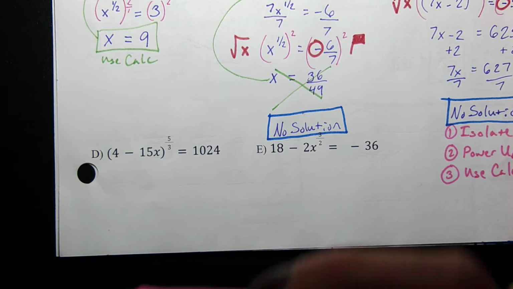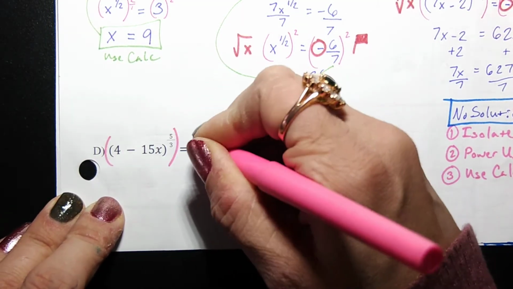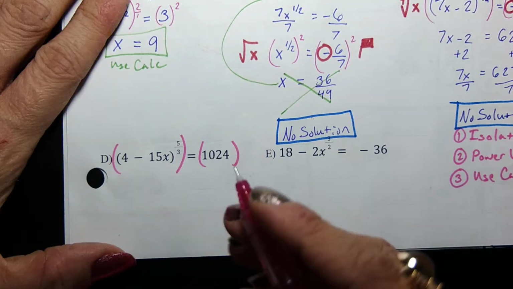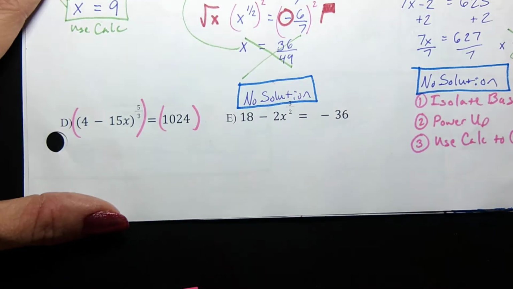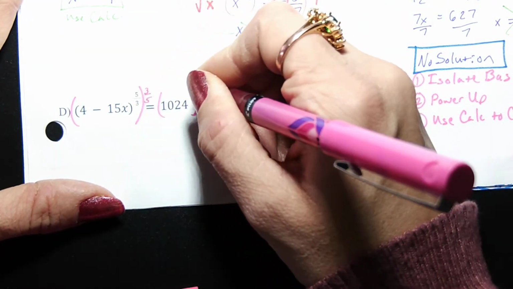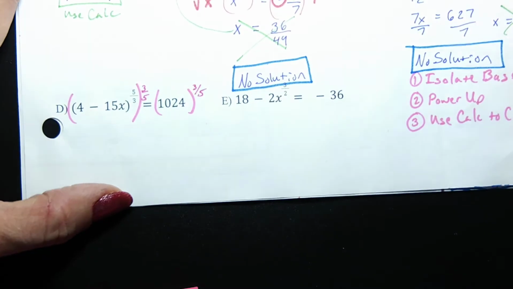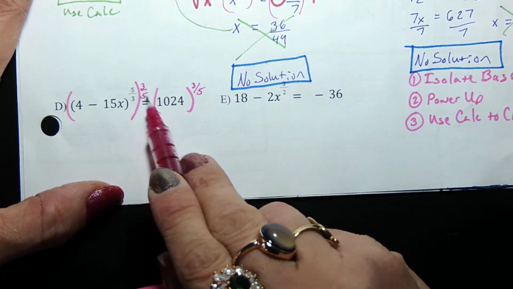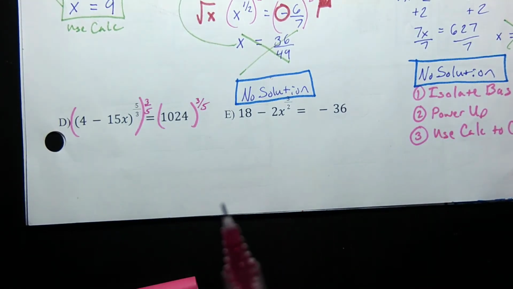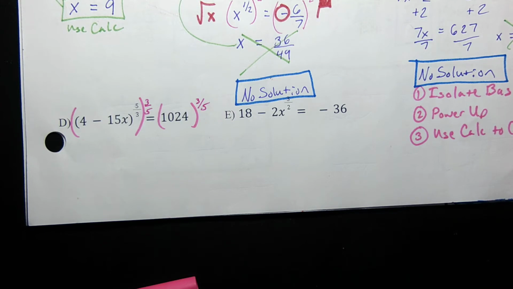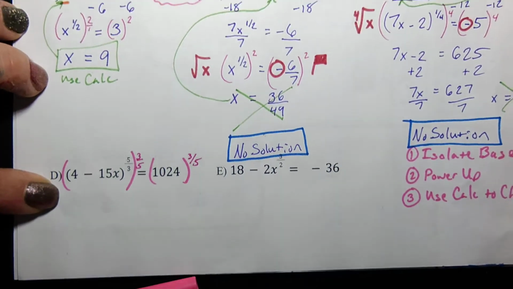So I am going to power up. What can I power up by so that when I multiply 5/3 by something, we get 1? 3/5. So we power up by the reciprocal. This gives me 5 times 3 is 15, 3 times 5 is 15, and 15 divided by 15 is 1. So you can power up by the reciprocal, and that will get you to a power of 1.